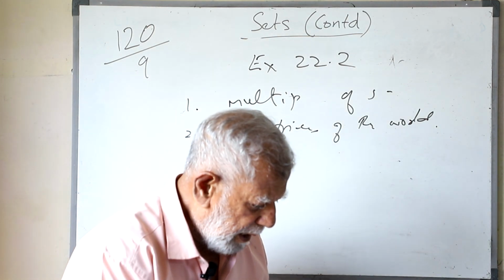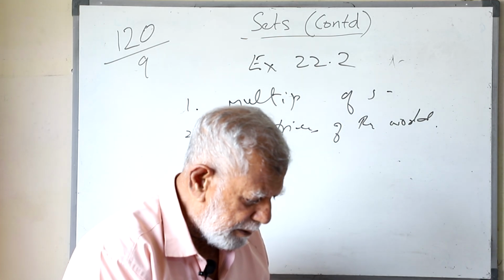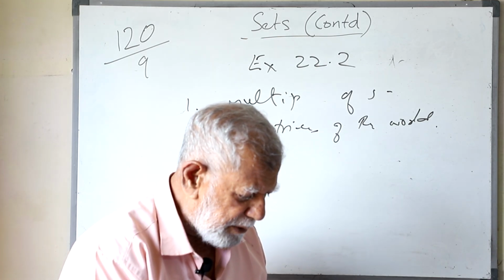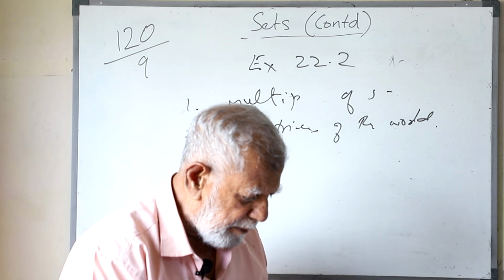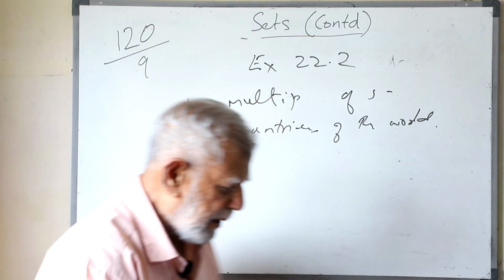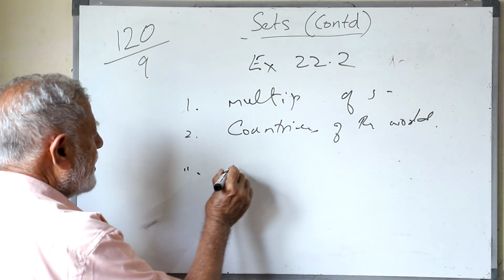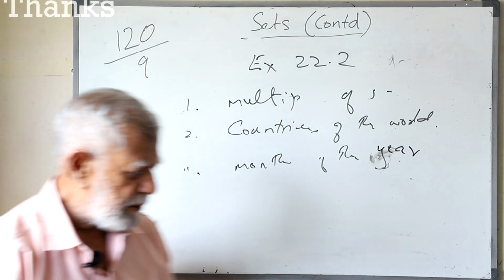Third one: January, February, March, April, August, months with 31 days, months during which members of your family celebrate their birthdays. So you can say the third one is months of the year. So these are the 3 universal sets for this.